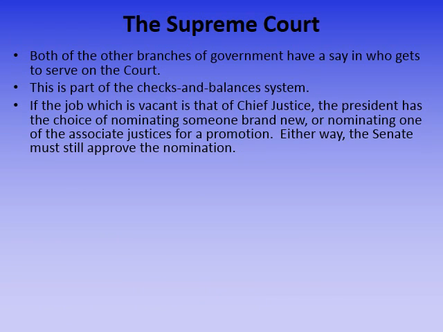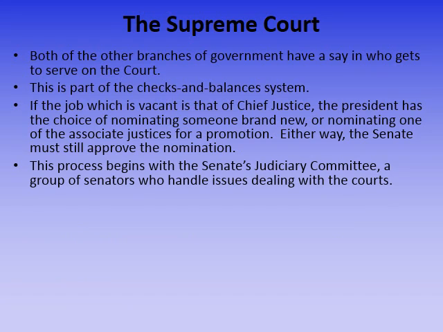If there is a vacancy in the job of Chief Justice, the president has a choice. He can either nominate someone brand new who's never served on the court before, or he can promote one of the associate justices to the top job of Chief Justice. And so he'll still have to nominate them. The Senate will still have to approve that either way, even if they've already been confirmed to the court once before as an associate justice. If they're going to be appointed to the Chief Justice job, that'll have to be approved again by the Senate. But that is how that works.